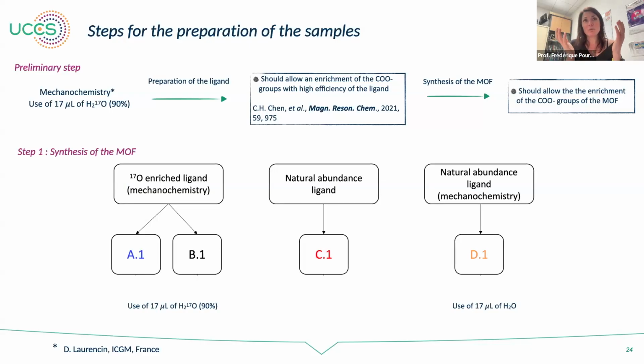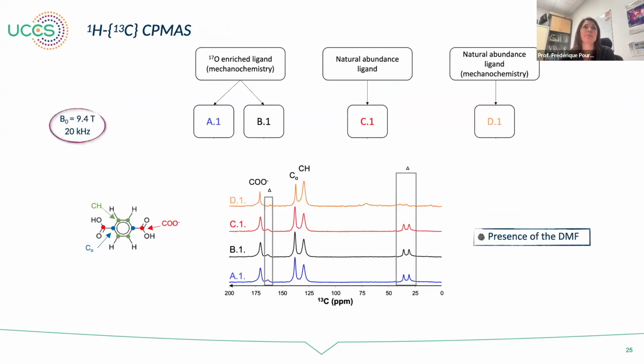So we did 4 different samples. The first 2 are the ones where we used the oxygen-17 enriched linker through mechanochemistry. And for the 2 others, we used natural abundance linker just for comparison. So the C samples were made with commercial linker, and the D samples were made with natural abundance linker, but with the same procedure as the enriched samples. That means we use mechanochemistry and 17 microliters of non-enriched water, like natural abundance.